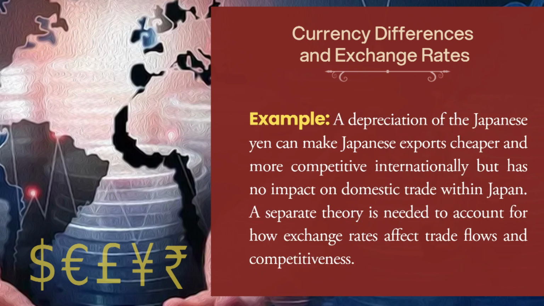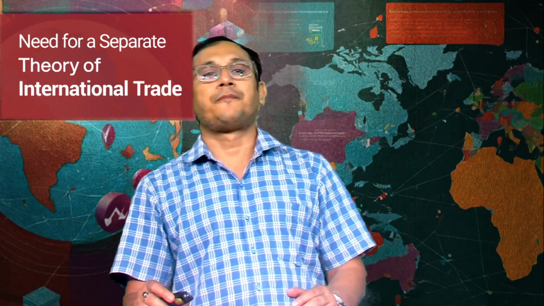For example, a depreciation of the Japanese yen can make Japanese exports cheaper and more competitive internationally, but has no impact on domestic trade within Japan. So that is why a separate theory is needed to account for such exchange rates, to study the effect of exchange rate on trade flows and competitiveness.